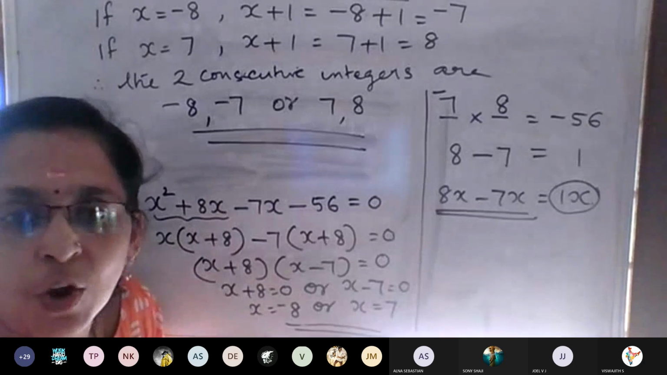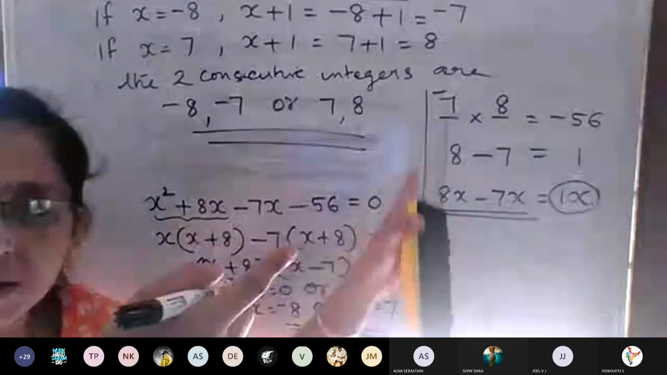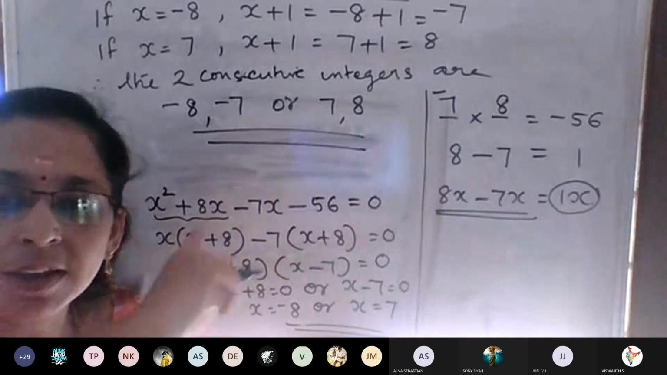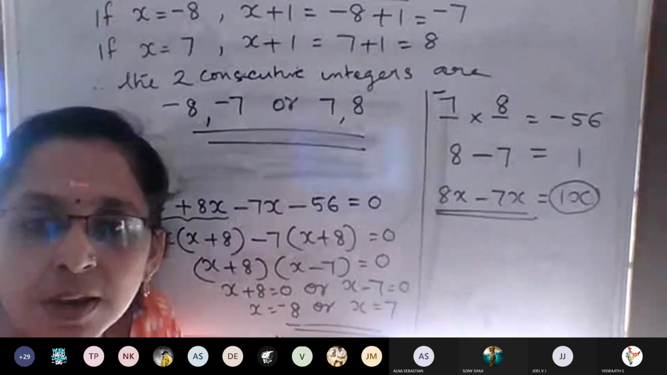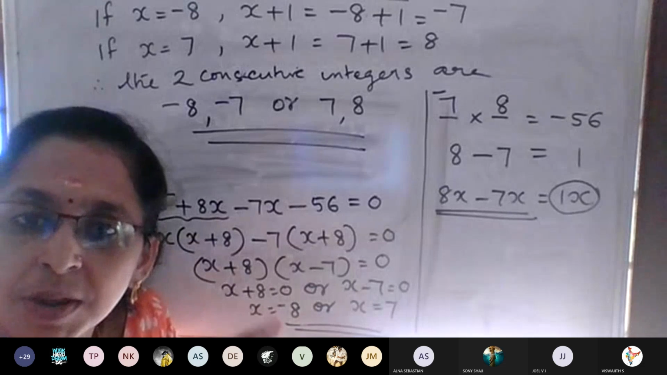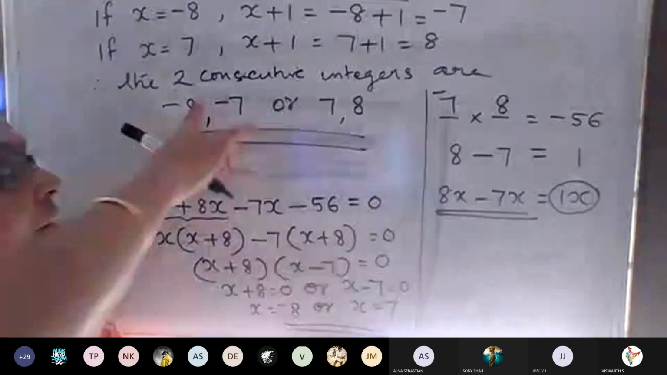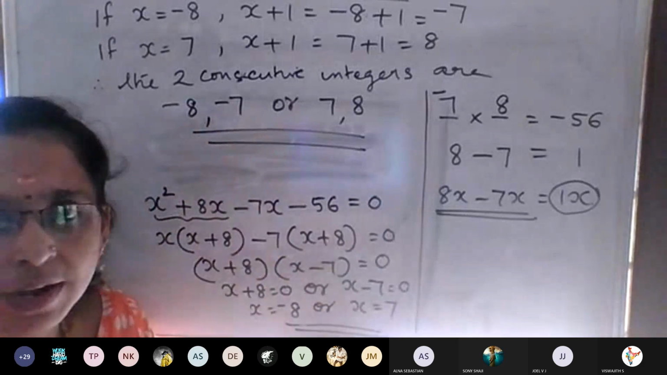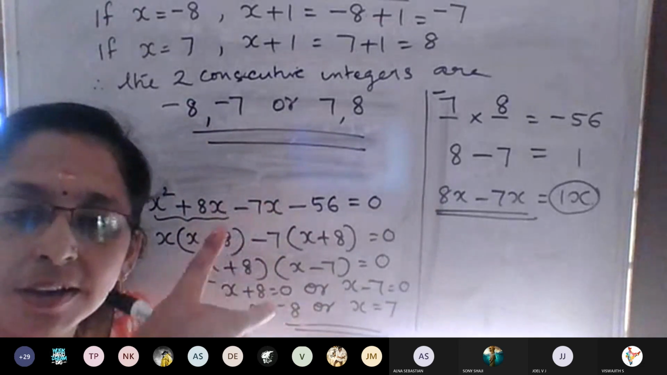Both will not come. Only one will come, either 7 or 8. You will get both answers after calculating, and then check the option which is there. Sometimes only one will be there, 7 or 8. It is correct, no? -8, -7 is also correct. So either click any one option.